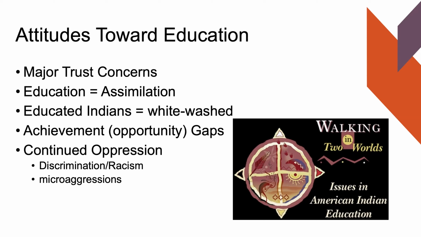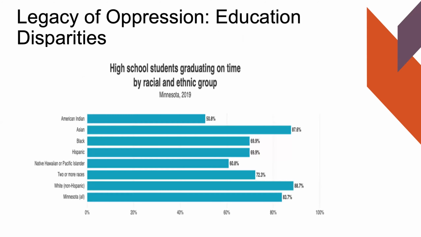And then, because continued oppression still happens within our education system, which I'm going to get to in just a little bit, in terms of discrimination and racism and the various types of microaggressions that happen, right? And here's the legacy of that, right? I mean, again, this is for Minnesota specifically, but I'm sure that if you were to look at any of your own states, there's not much variation in this.